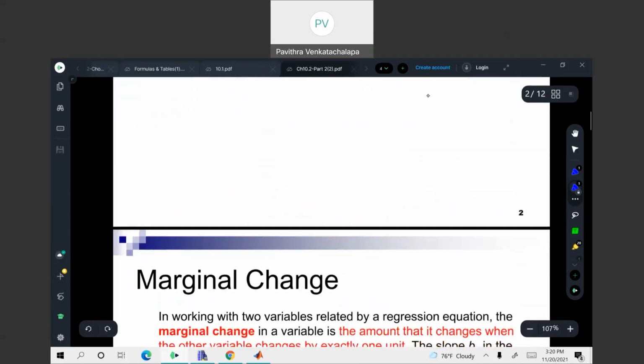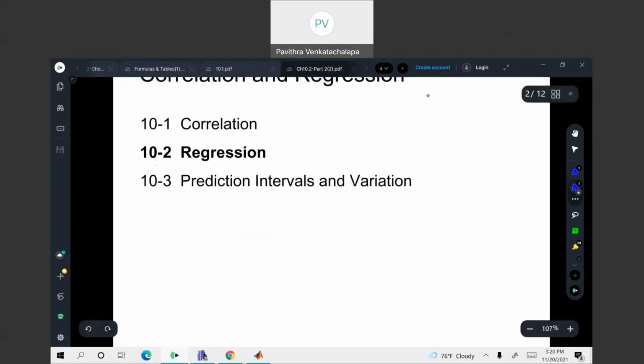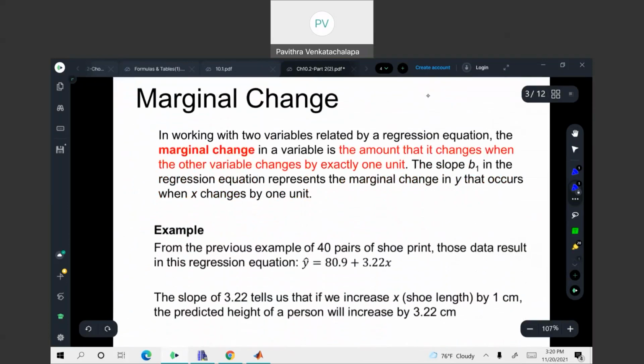This is about correlation and regression, and we are mainly concentrating on regression in this section. Now, marginal change. So what does that mean? That means if you are changing one variable by 1 unit or like 1%, then the other variable also changes. So that is called marginal change.